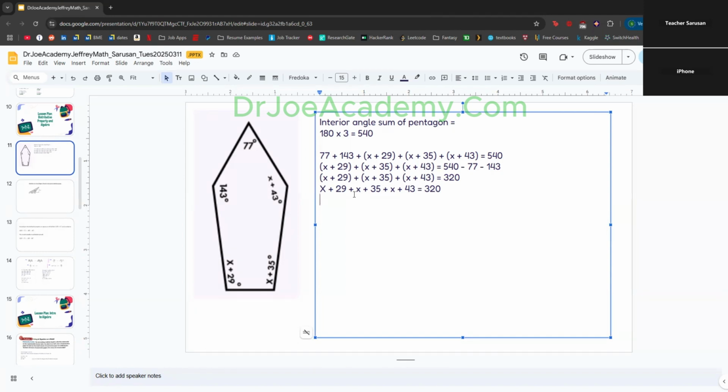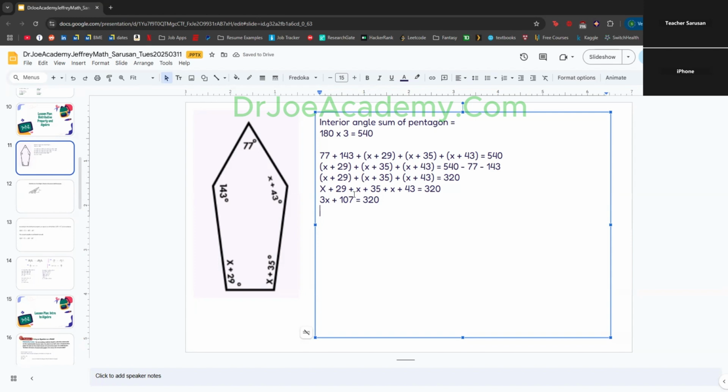Maybe add up all the x's, so 3x. Perfect. 3x. And what's next? Okay, 3x plus, add up all the other numbers. So, what are the numbers? 29, 35, and 43. Oh, it's 29 plus 35 is 64, plus 43. That's 107. Excellent. 107. Got 320 over here.